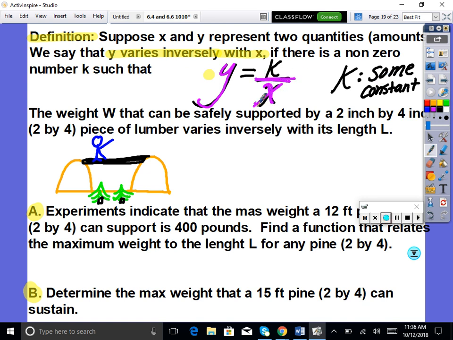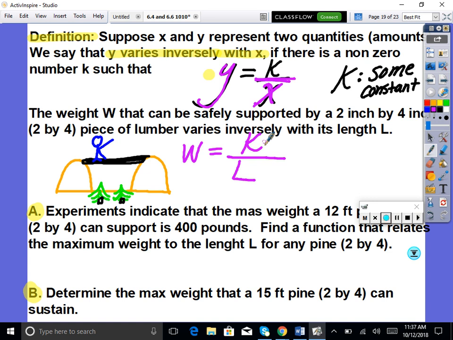So look at this next, look how we would write it. It says the weight W that can be safely supported by a 2-inch by 4-inch piece of lumber varies inversely with L. So you'd say our weight equals, it varies inversely, so that'd be divide, with L. And then K is just always there. We just have to know that K is some number, some constant.